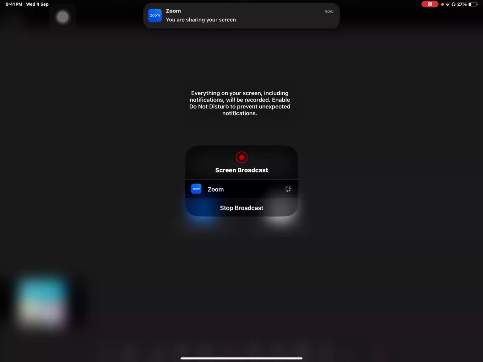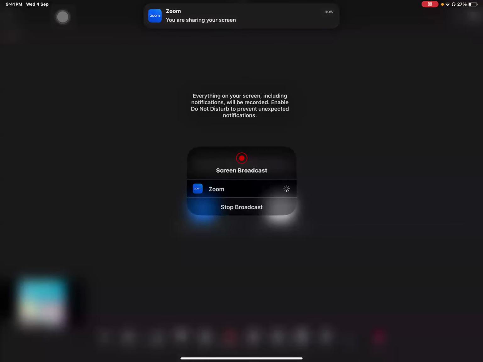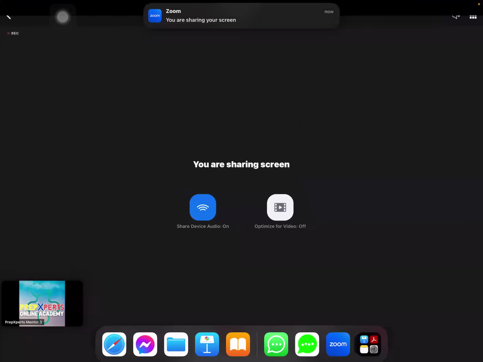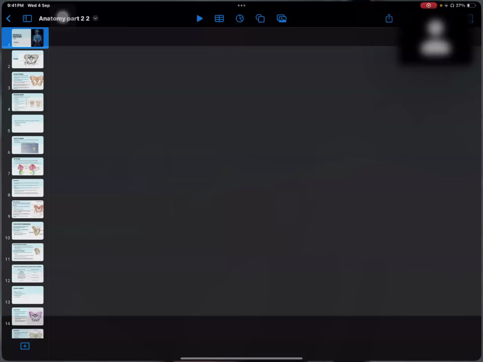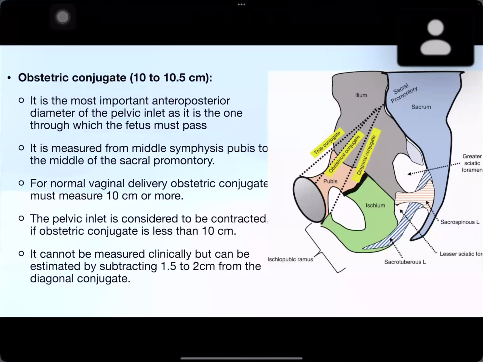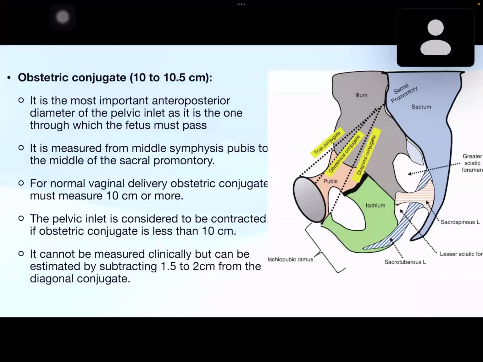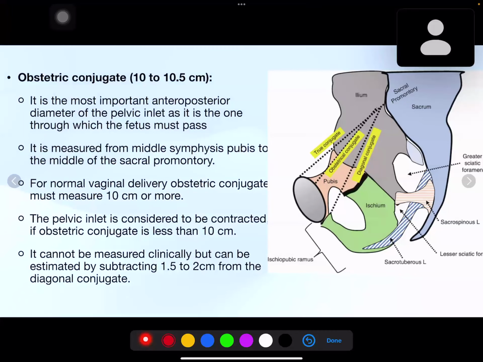Okay, so again my screen sharing stopped. Okay, sorry for the interruption. Again, actually my screen share, I don't know what's the problem. It stopped automatically. So what are we discussing?